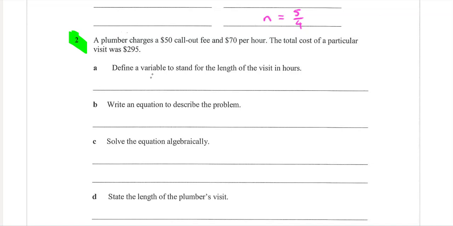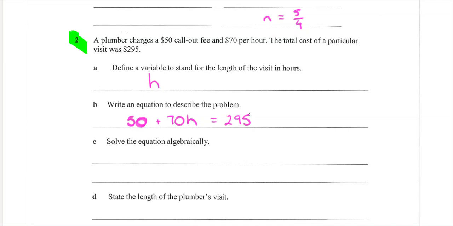You want to do H for hours? Okay, so we're going to use H as our pronumeral. Okay. Write an equation to describe the problem. So our plumber charges $50 to come out to the house. Then I have to add to that $70 for every hour that he is there. So that's 70H, 70 times the number of hours. We are told that that is going to equal $295 for that particular visit.